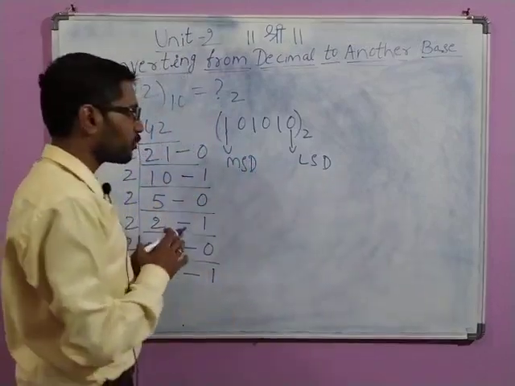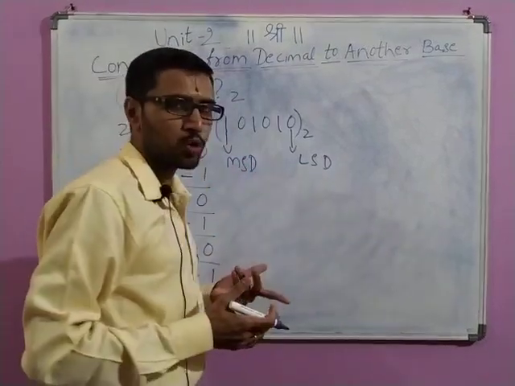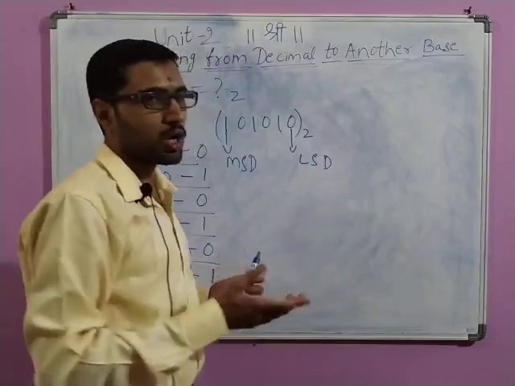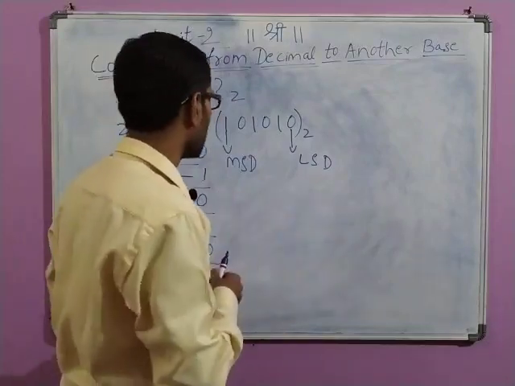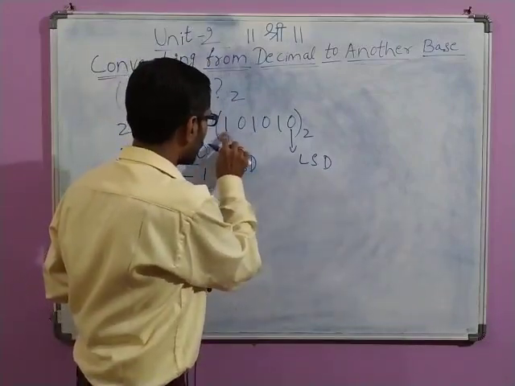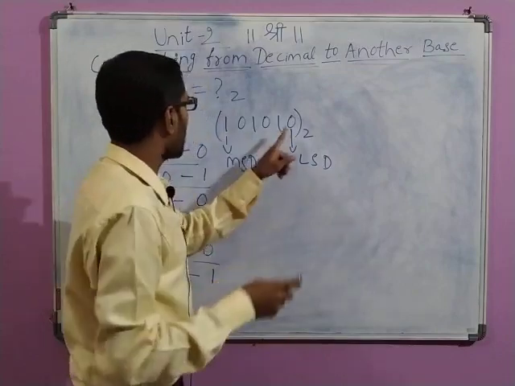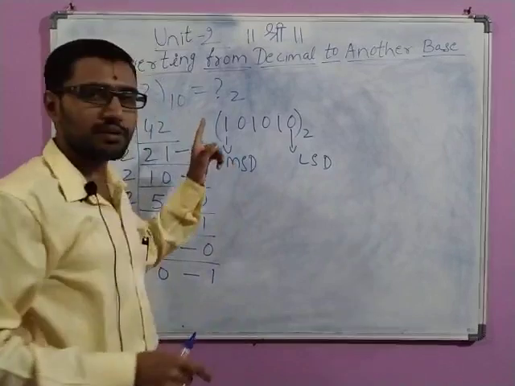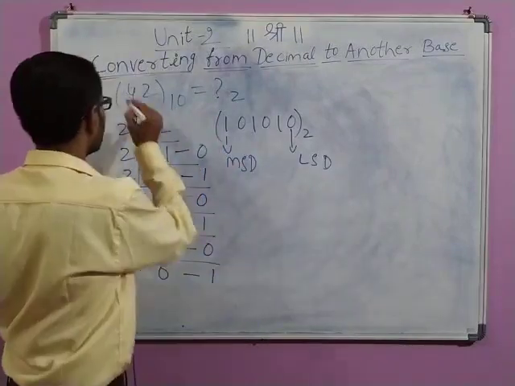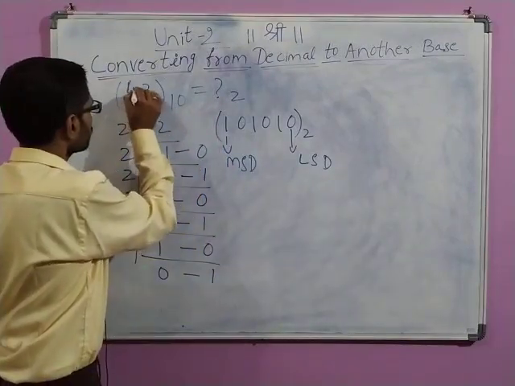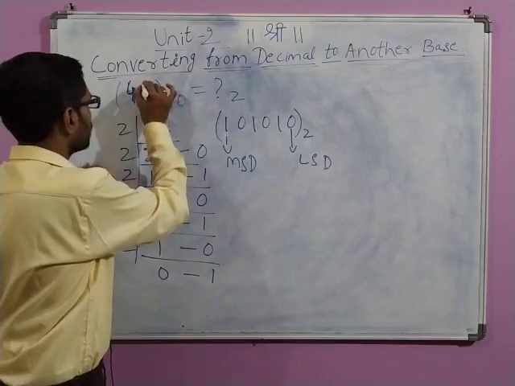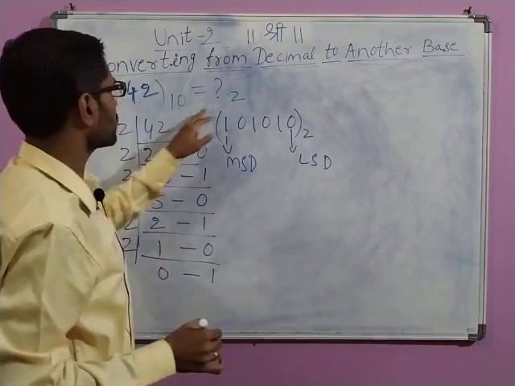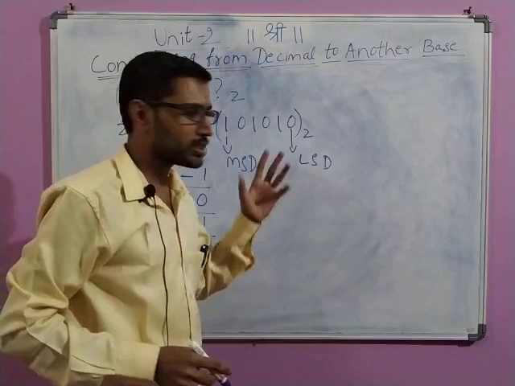If you want to confirm whether we have got the correct result or not, you already know how we can convert from binary to decimal. Take this number and convert it into decimal. If you convert this number to decimal, obviously you will get 42. So this is 42 to the base 10.